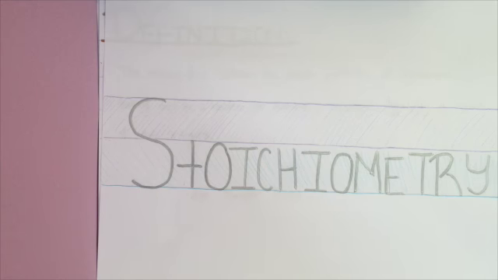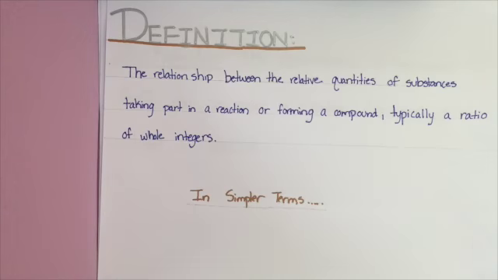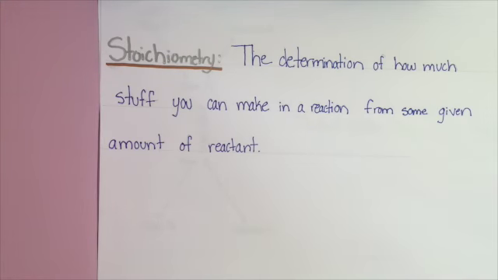Lesson on stoichiometry. Before we learn how to do stoichiometric equations, we must first learn the definitions and what stoichiometry means. The definition of stoichiometry, in complex terms, is the relationship between the relative quantities of substances taking part in a reaction or forming a compound, typically a ratio of whole numbers. But in simpler terms, stoichiometry is the determination of how much stuff you can make in a reaction from some given amount of reactant.